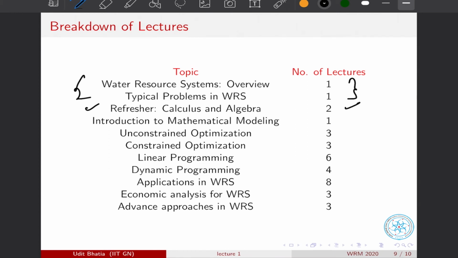Unconstrained optimization is just: you are given a function f(x) = x² + 3x + 2, and I would say find its maximum or minimum value. It should be easy for you to do from your basic understanding of calculus: its first differential should be equal to 0, and its second differential should be less than 0 for maxima and greater than 0 for minima. So that is a typical example of unconstrained optimization.